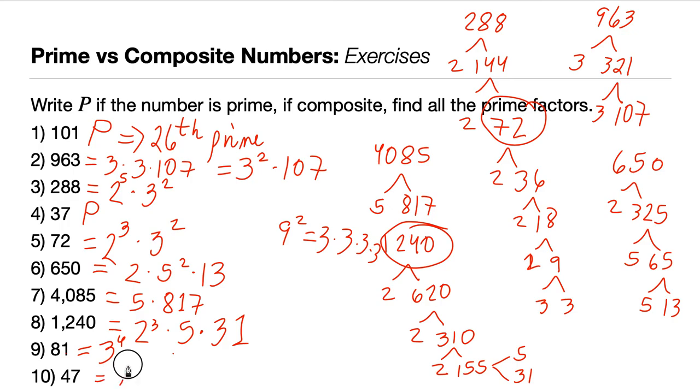How about 47? Let's end it here. 47 is a prime number, to say that very clearly. So that's it for our exercises for 1 to 10. 1 is a prime, 2 is not, 3 is not, 4, yes it is a prime, 5 is not, 6 is not, 7 is not, 8 is not, 9 is not, and 10 is a prime number.